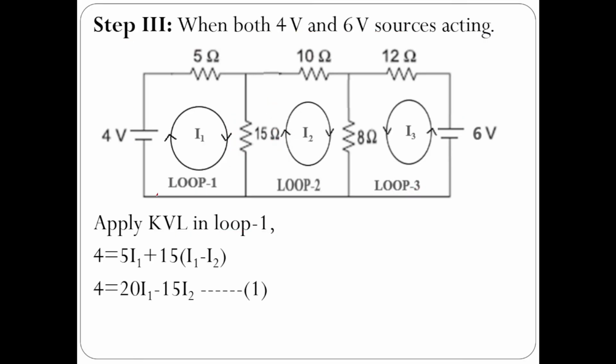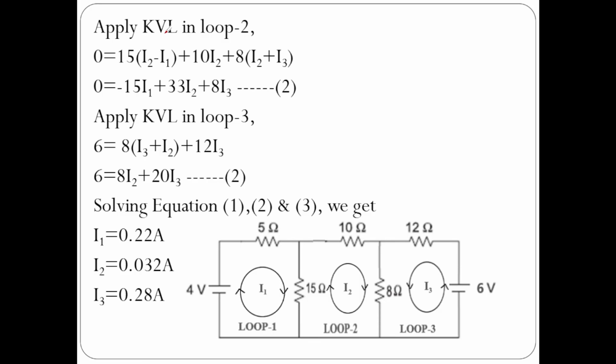Now let us apply KVL in loop 2. So if you apply KVL in loop 2, this is our loop 2. In loop 2, are there any voltage sources? There are no voltage sources. So source voltages are 0, equal to voltage drops in this loop. How many voltage drops will be there? 1, 2 and 3. Means voltage drop in the 10 ohms resistor, in 8 ohms resistor and 15 ohms resistor will be there. So let us start with voltage drop in 15 ohms resistor.